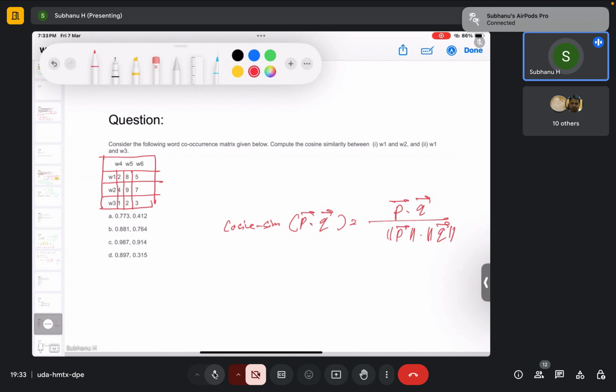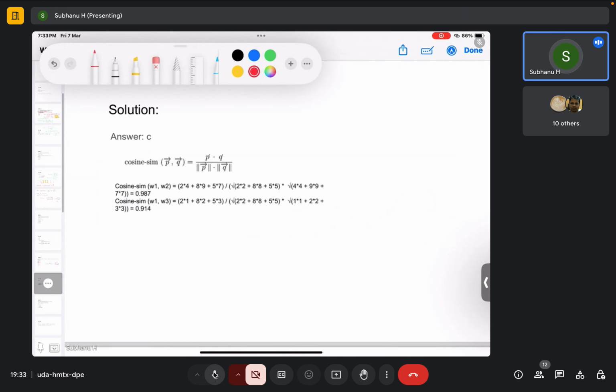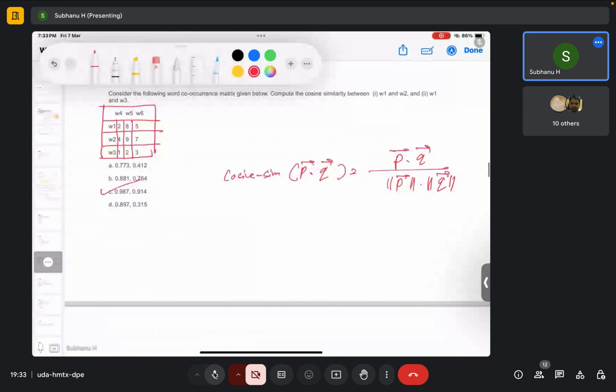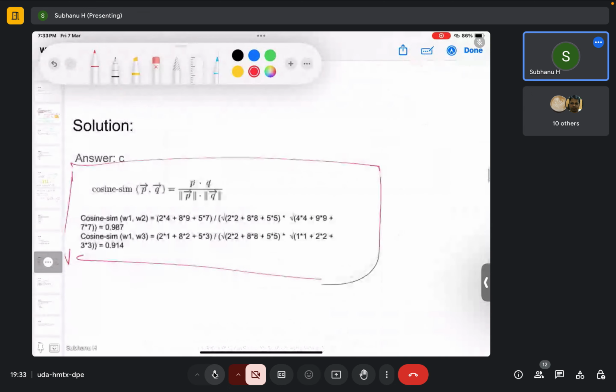Okay, so the answer here is, I wrote the formula here. So this is the solution of this question. So the right answer is C. Okay, so you can find out the cosine similarity like this one. This one.